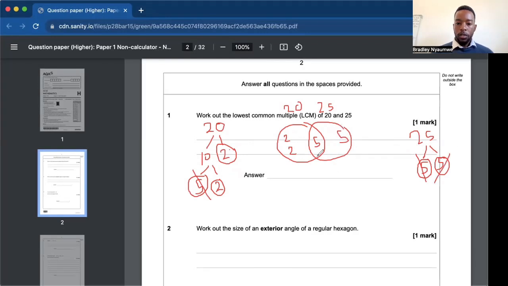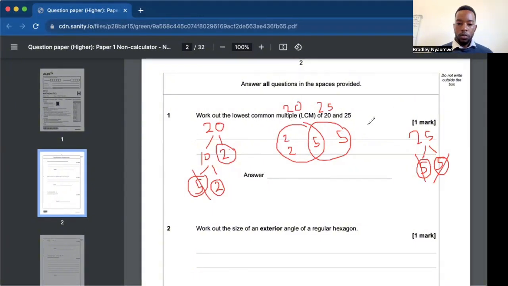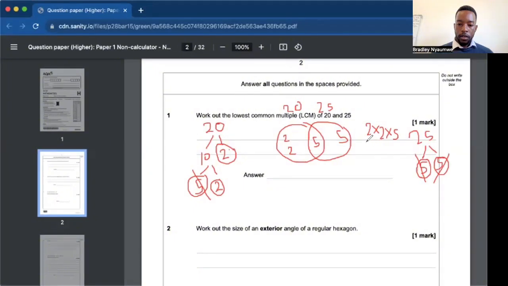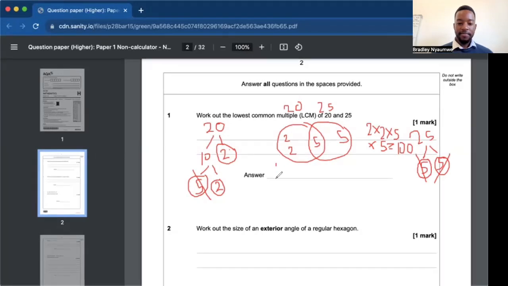So then all we need to do is times 2 times 2 times 5 times 5. That equals, what does it equal? 4 times 25. There we go. So that's how you would do that.